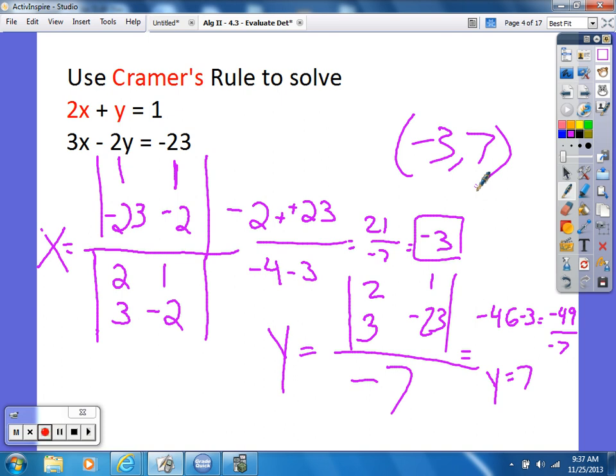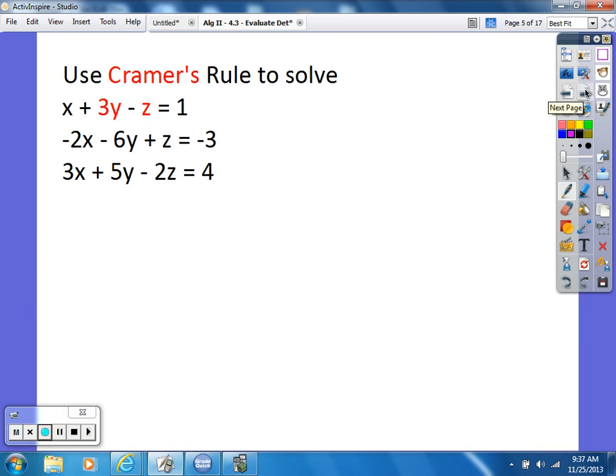Now, I'll be honest. If I'm looking at this problem, I'm going to think elimination's a little easier. That's just me. Some of you, after you've practiced Cramer's rule a few times, may think it's easier. But let me show you our next problem here. It's going to be a 3 by 3 matrix. Go ahead and take a minute, copy that down.